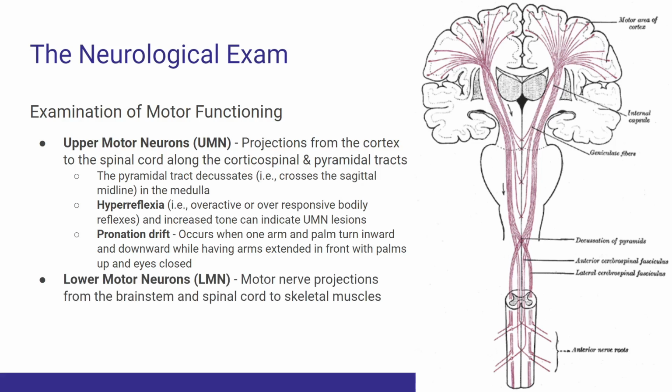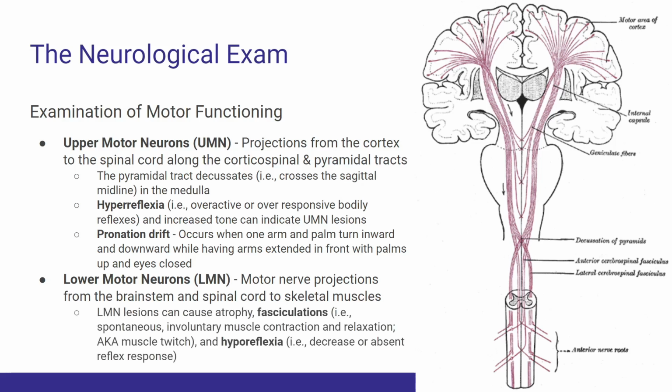There's also lower motor neurons, and these are motor nerve projections from the brainstem and spinal cord to skeletal muscles. Damage to these lower motor neurons can cause atrophy, what are called fasciculations, which is spontaneous involuntary muscle contraction and relaxation, or a muscle twitch, or hyporeflexia, which is a decreased or absent reflex response.